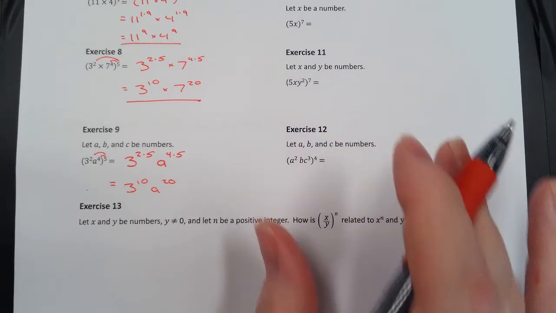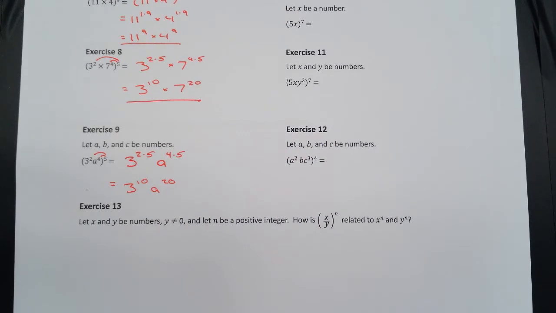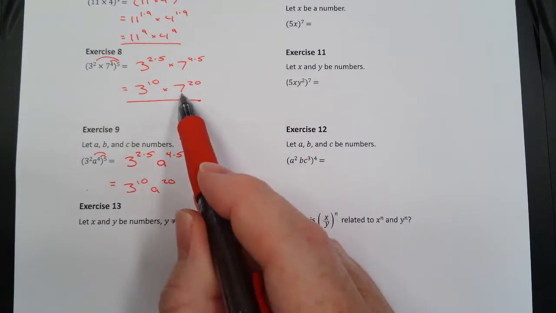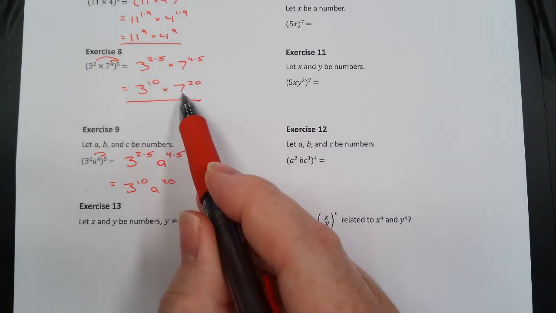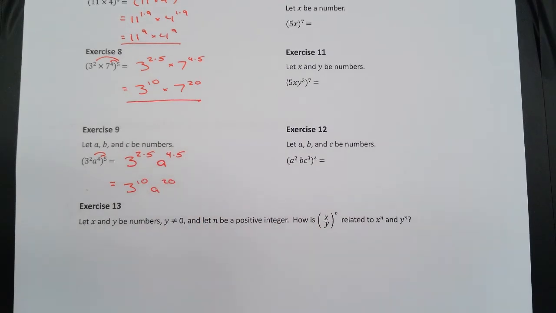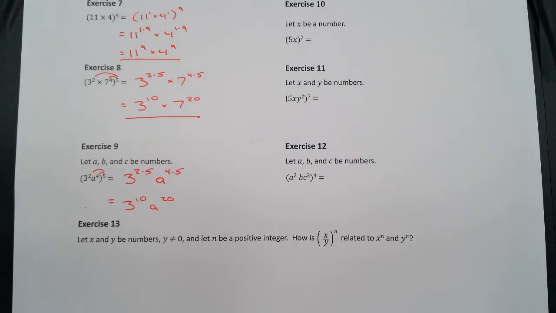If you look, exercises 8 and 9 are identical except for the variable. In number 8, it was a 7, and in number 9, it was an a. We do the same thing if it's variables or numbers. It's always the same thing.